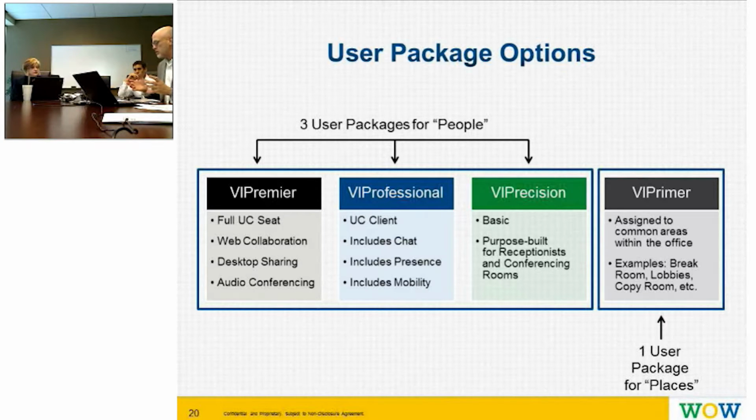Your professional level seat really has everything I just mentioned, with the exclusion of the desktop sharing, because it really still has the chat component to it, which is, I think, one of the biggest value adds. And then your precision level seat is really kind of just your replacement PBX type seat. Primer all the way to the right is just a seat for a place. Now that's just kind of your generic one-page description of the 3 packages. Melissa, I know you've got a good spin in terms of maybe how you explain these, or maybe what user they're right for.